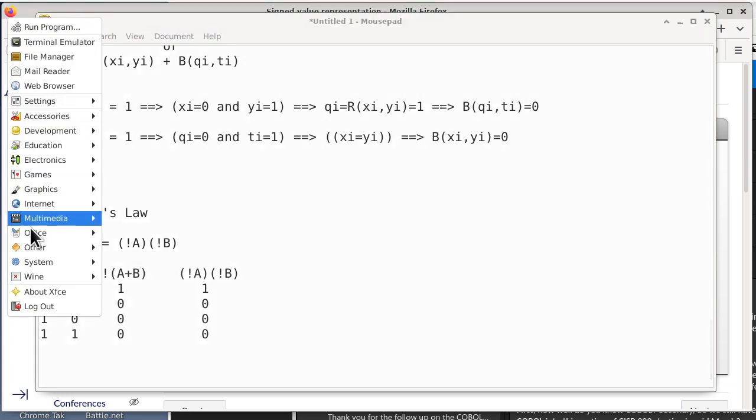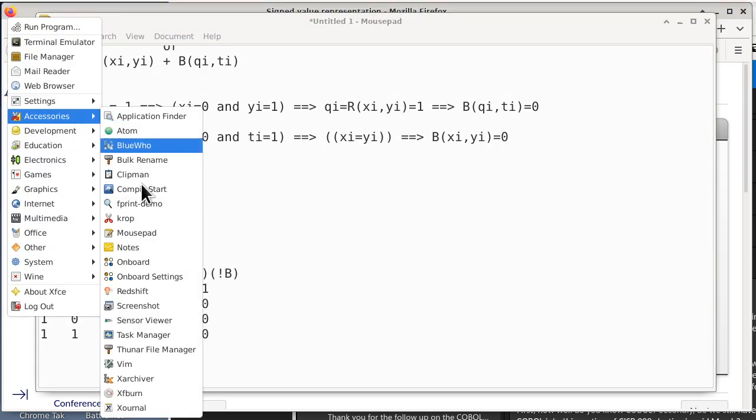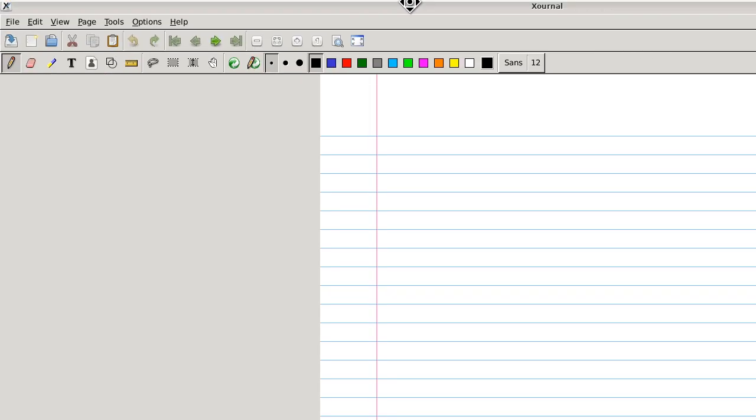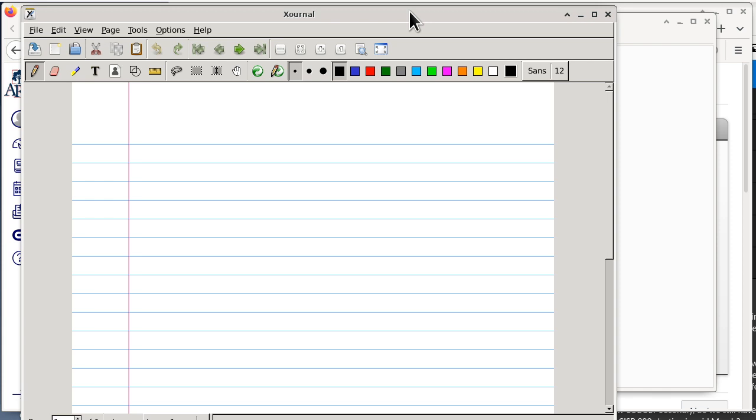want to talk about. OK, we go to accessory, go to Zerno. So this is kind of my replacement of using the whiteboard, because I can draw here, and everything that is on the screen is recorded.